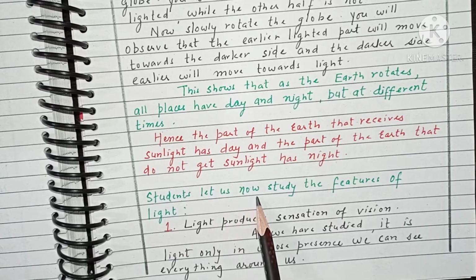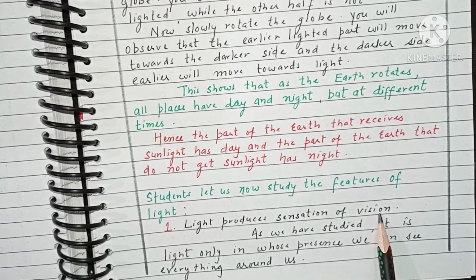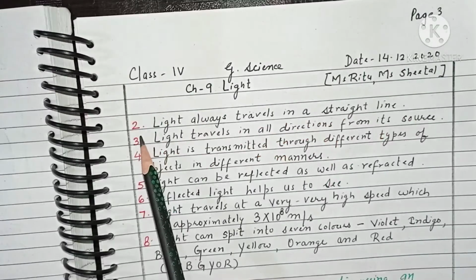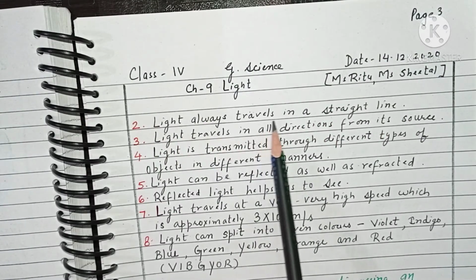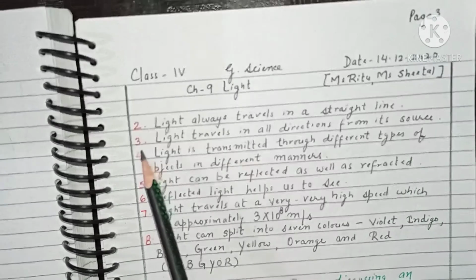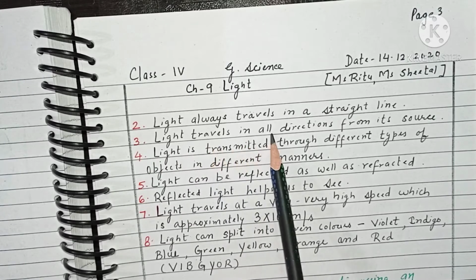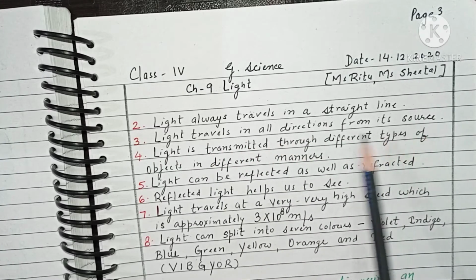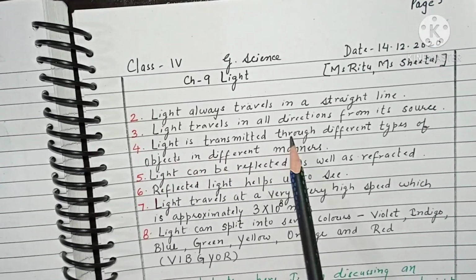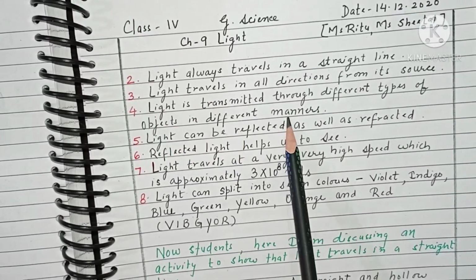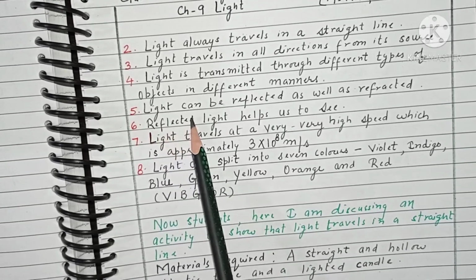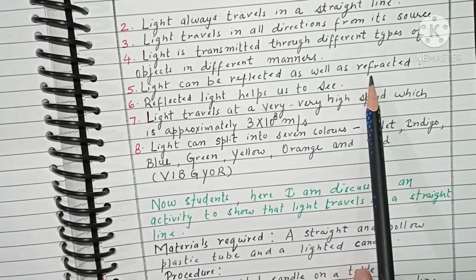Students, let us now study the features of light. Number 1, light produces sensation of vision. Students, as we have studied, it is light only in whose presence we can see everything around us. Number 2, light always travels in a straight line. The third feature is light travels in all directions from its source. Number 4, light is transmitted through different types of objects in different manners. Number 5, light can be reflected as well as refracted.